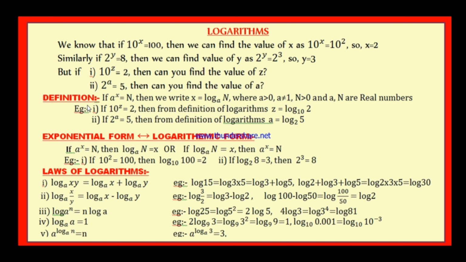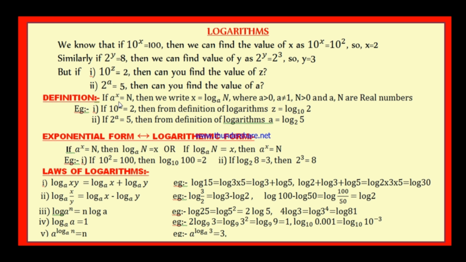Now let us see one or two examples. For example, if 10 power z is equal to 2, that is what we thought of previously. If 10 power z is equal to 2, you could not find the value of z using our previous knowledge. But by using logarithms, if 10 power z is equal to 2 is the given equation, then you can say that the value of z is equal to log 2 to the base 10.